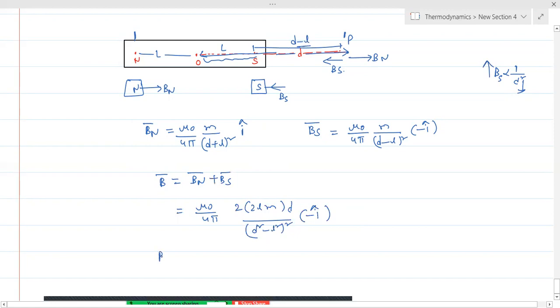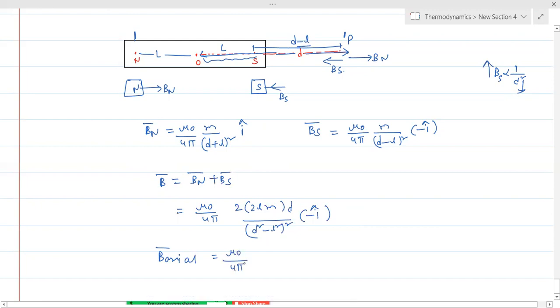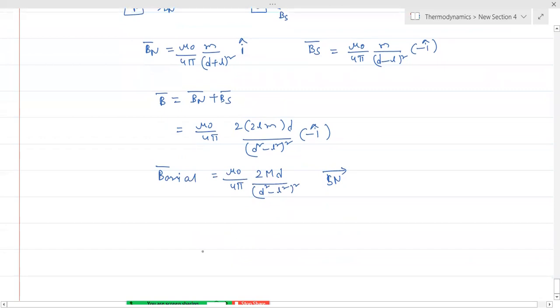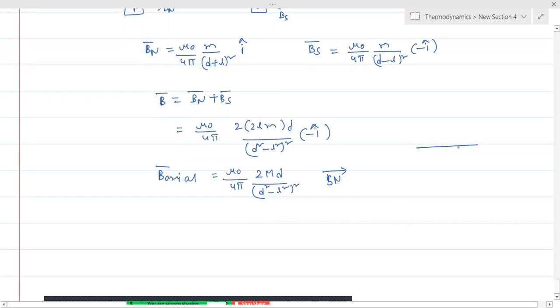Finally, we call it B axial bar equal to mu naught by 4 pi into 2 into 2Lm, which is the magnetic moment, so 2Md by (d square minus L square) whole square. We take minus i cap, or we change the minus i cap direction from south to north. We are taking the direction from south to north.